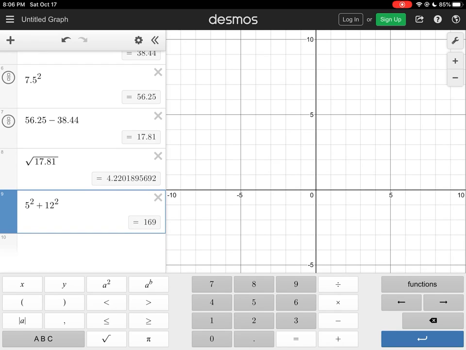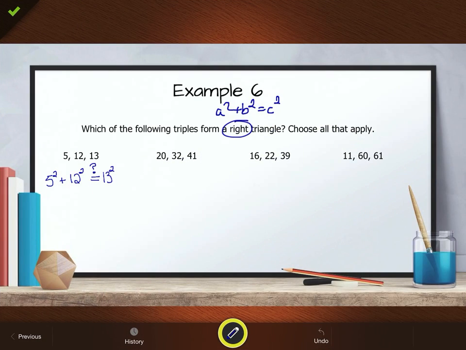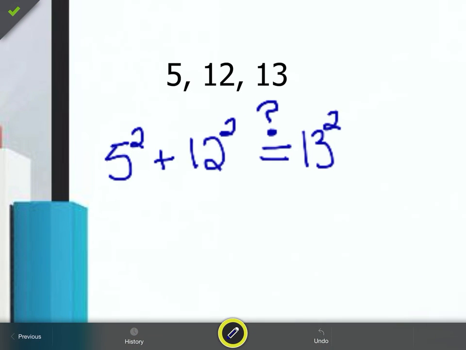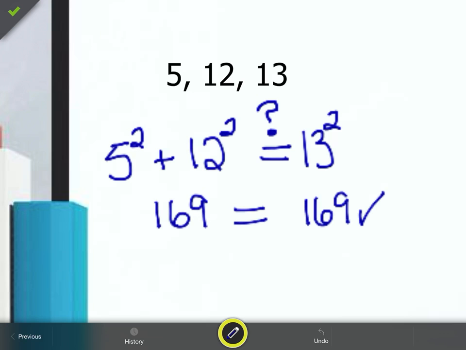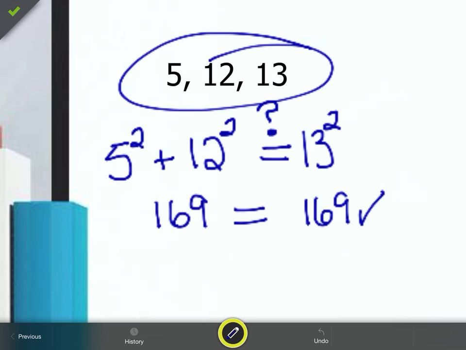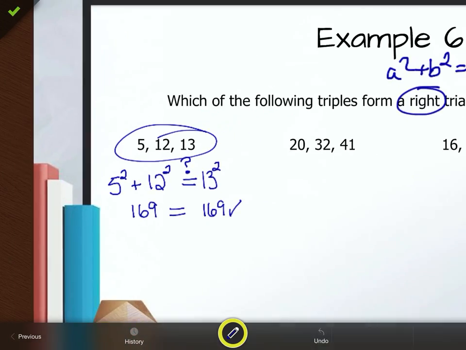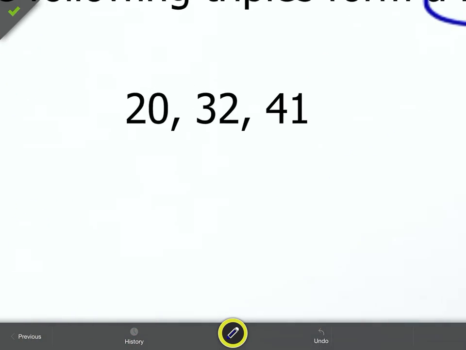Oh, look, it's 169. Okay, so you're going to write, because you have to show me work on these. You can't just say yes or no, or just start circling random things. Got to show me your work to back up why you are or are not circling it. So 5 squared plus 12 squared, 169. 13 squared, type it in your Desmos. You're going to see it's 169. Hey, is 169 equal to 169? Absolutely it is. So this would be a right triangle. So we'd circle it.